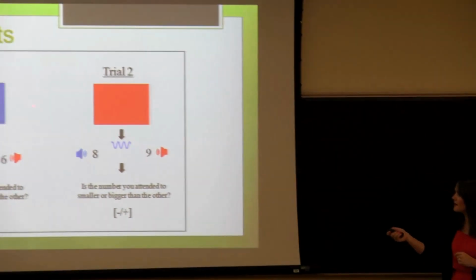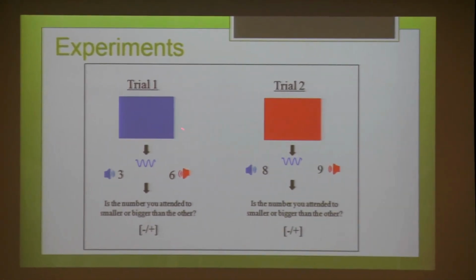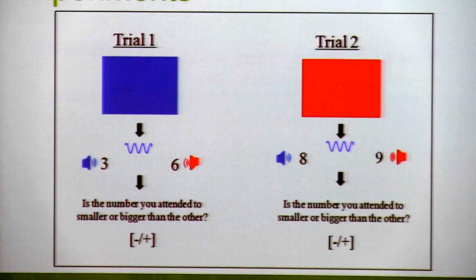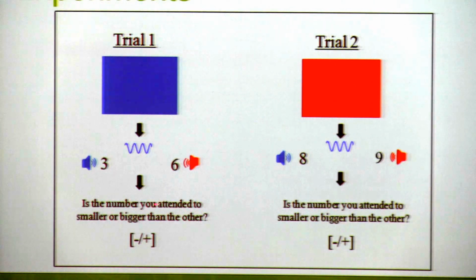A little rundown of what happened if you were running in our study. Thank you to those of you who did. The participants would see either a red or a blue square, which indicated either the right ear for the red square or the left ear for the blue square, and that was the ear they were supposed to attend to. Then they would hear that distractor tone, either the standard or the deviant, depending on which experiment and what percent of the time they were getting it. Then they would hear simultaneous numbers in their ears. In this case, they get a 3 in the left ear and a 6 in the right ear. Then they were asked, is the number you attended to smaller or bigger than the other number?